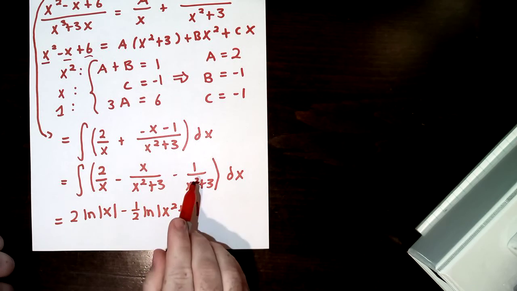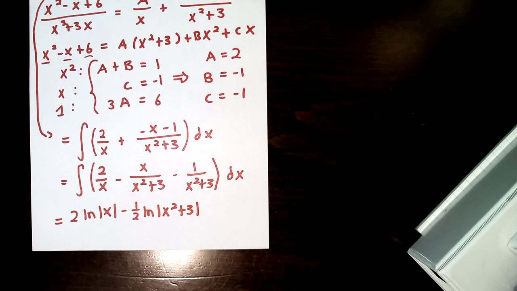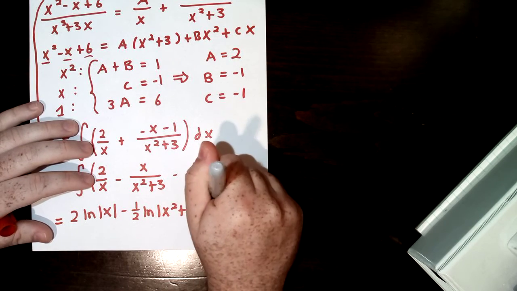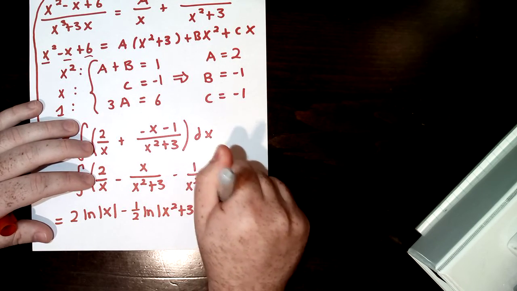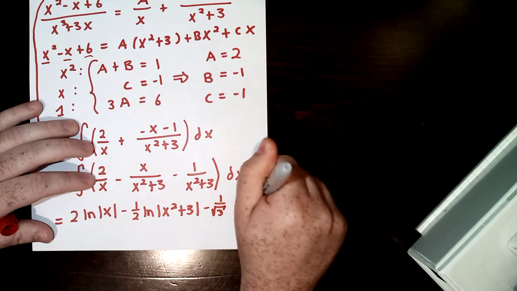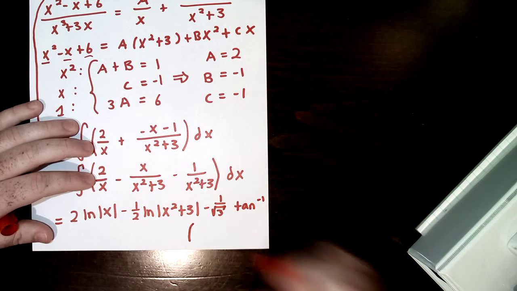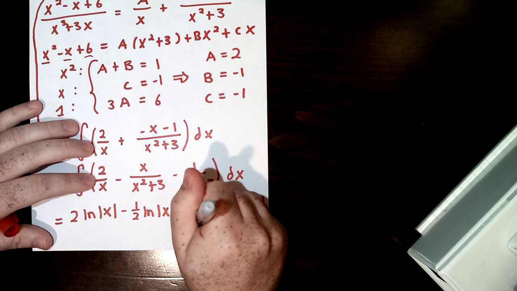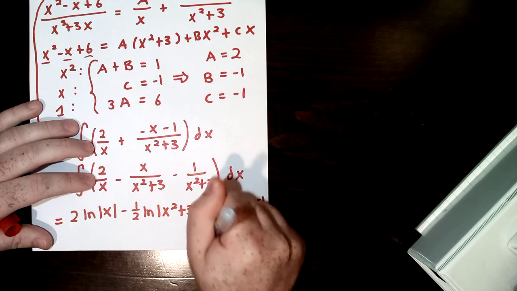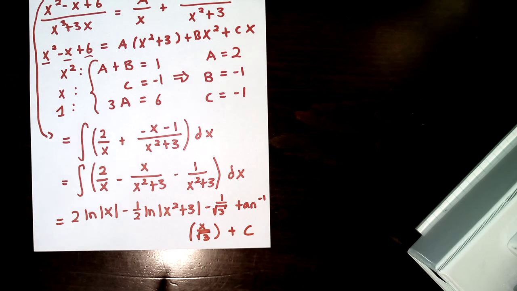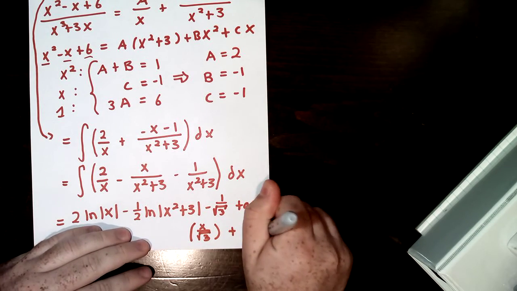And then 1 over x squared plus 3, if you have your antiderivative formulas memorized, this is equal to 1 over root 3 times the inverse tangent of x over the square root of 3 plus our constant. So once again, we have 2 log x minus 1/2 times the log of x squared plus 3 plus 1 over root 3 inverse tangent of x over root 3 plus our constant. And this is our final answer.